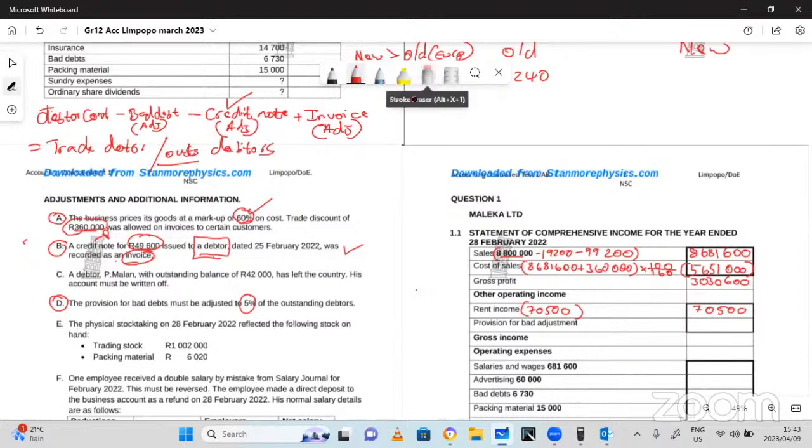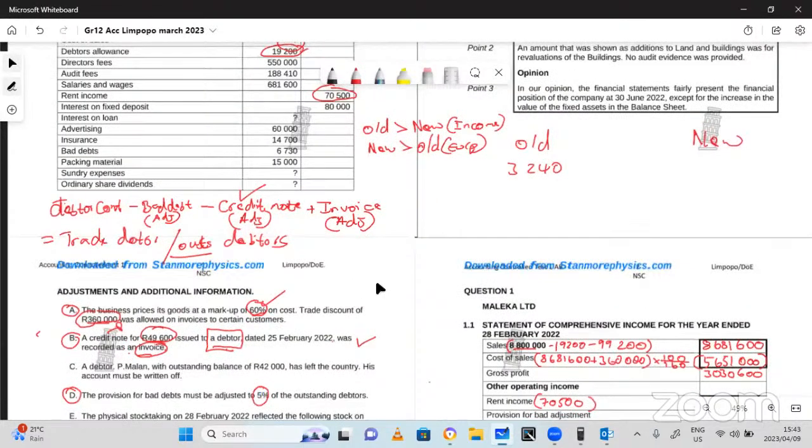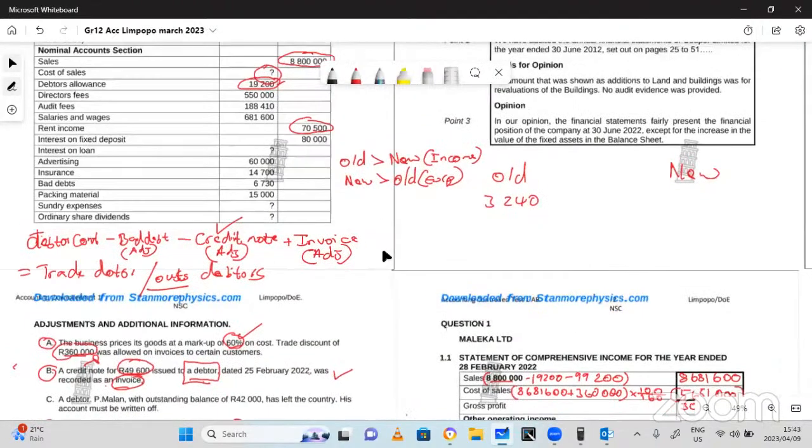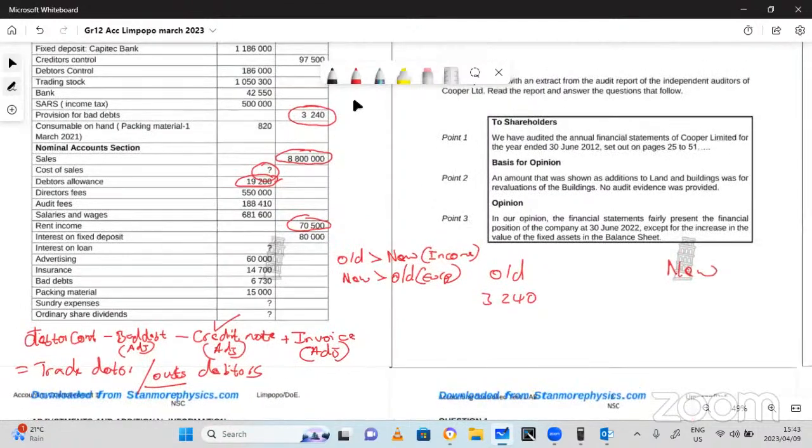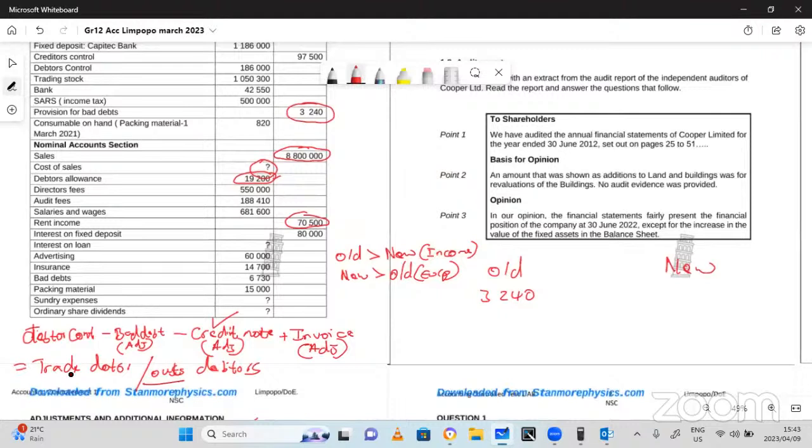Okay, now let's get back to the case now, to the real deal. Now let's apply, because accounting is a practical subject, not a theoretical subject. So now we are looking for the trade data. Remember, when you get your trade data, it is the one that you are going to multiply with that 5%. So the first step, we take our debtors control from our pre-adjustment. According to our pre-adjustment, our debtors control is 186,000. So we take that 186,000.